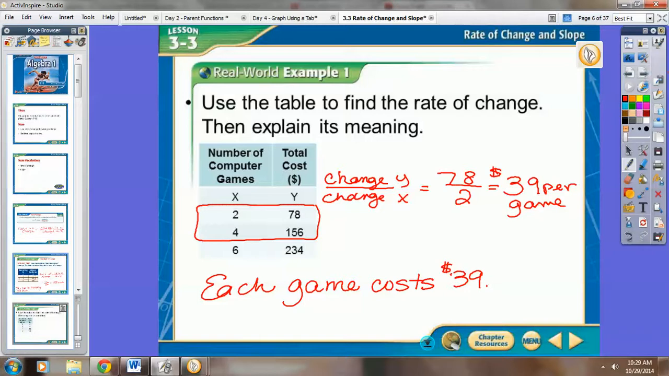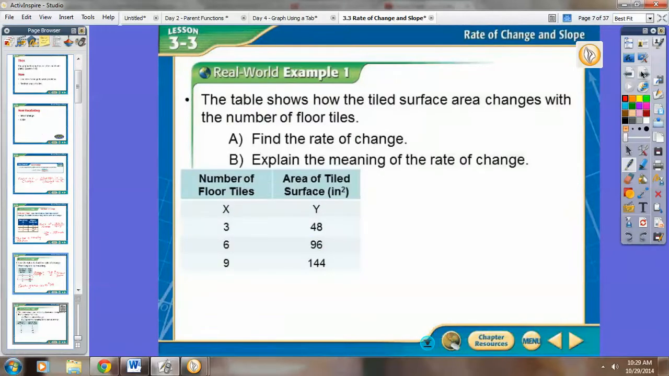Yes, Randy. On that one, I did 4 and 6, and I got the same answer. You should, yes. If you use different ordered pairs, you should get the same. It should represent a linear function here. We should all get the same rate of change. So, how would you graph that? We're not graphing. We're just finding rate of change. Oh, okay.